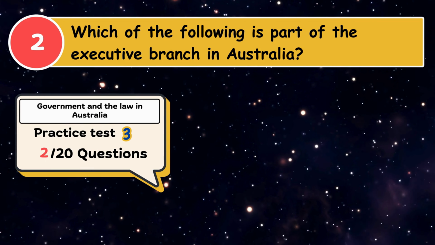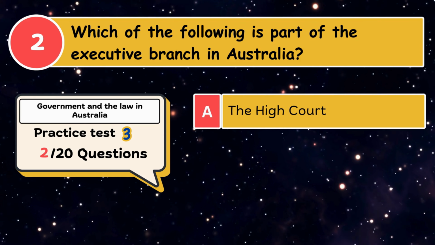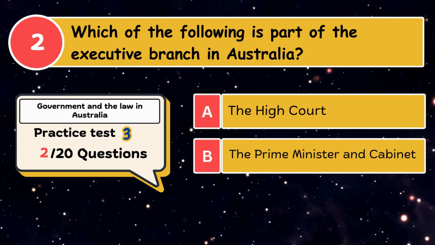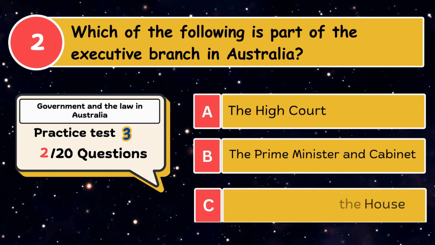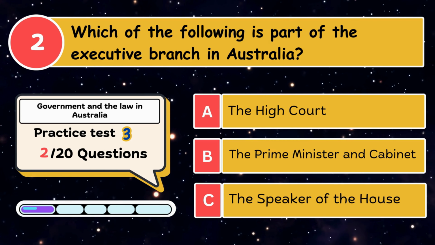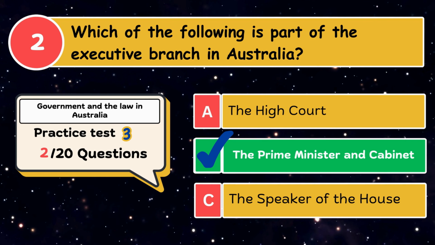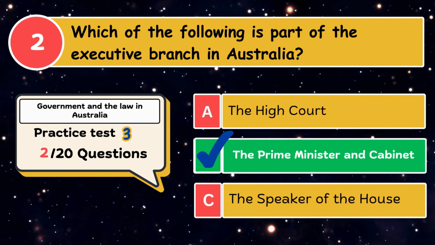Which of the following is part of the executive branch in Australia? A. The High Court. B. The Prime Minister and Cabinet. C. The Speaker of the House. The correct answer is the Prime Minister and Cabinet.